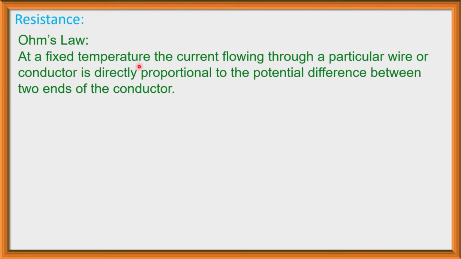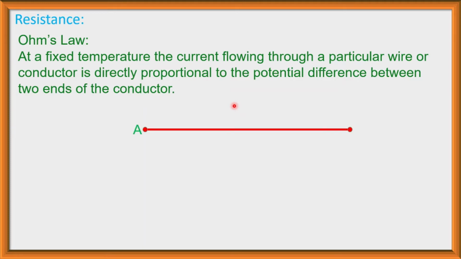So at a fixed temperature, the current flowing through a particular wire or conductor is directly proportional to the potential difference between two ends of the conductor. That means if the potential difference is increased, current flow will be increased. If the potential difference is decreased, current flow will be decreased. This is the directly proportional relation.